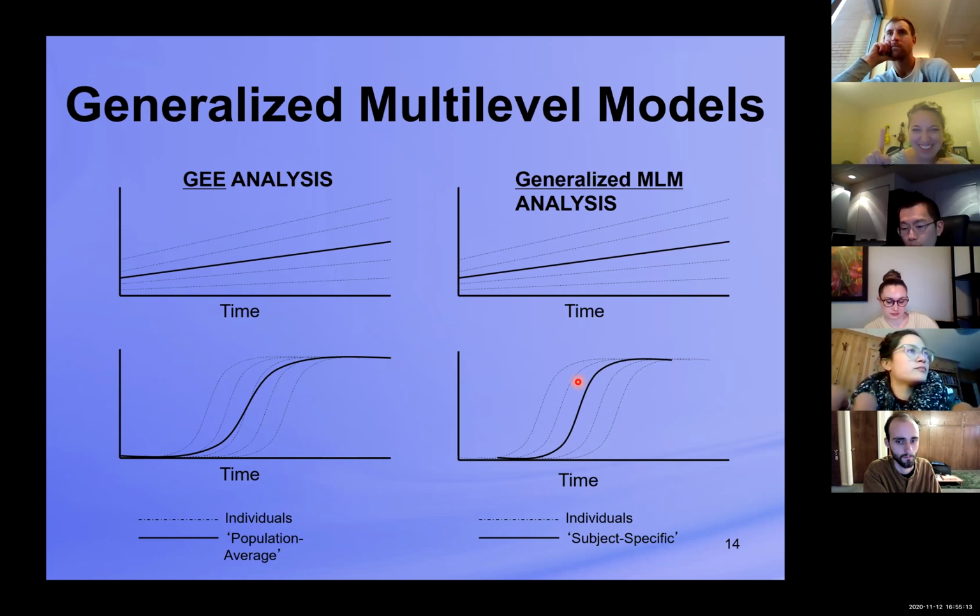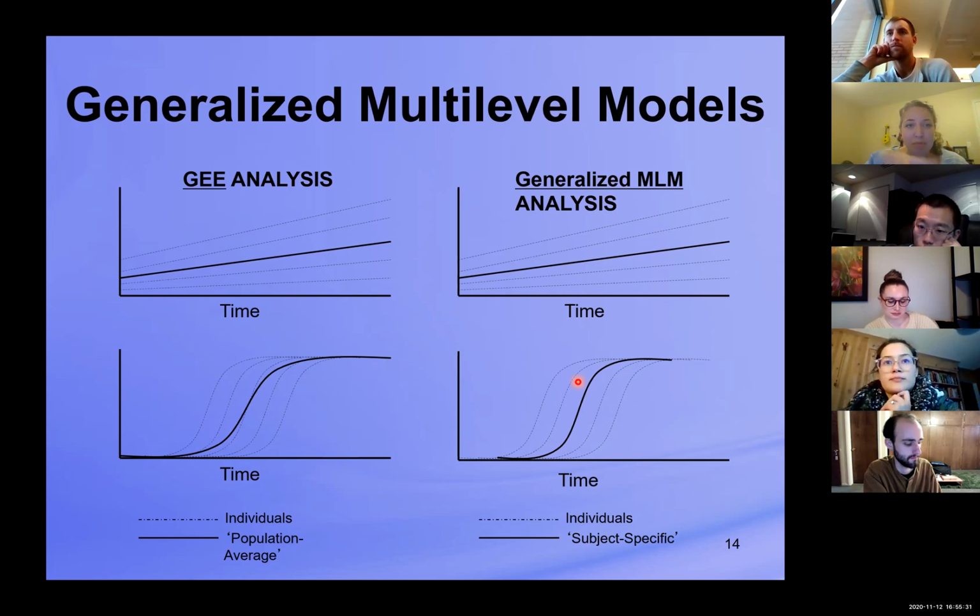However, that's the bonus. You can interpret it the way you want, subject specific. The problem is it fails to converge more often, and so you can't even fit it. So a GEE is like our best way to get a hold of the data.